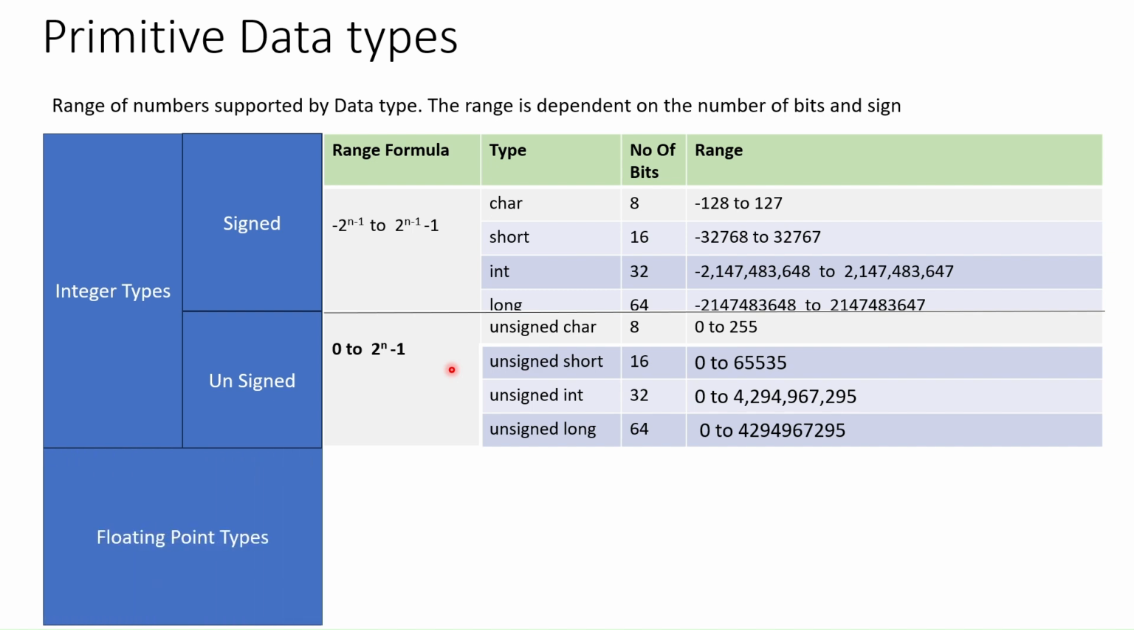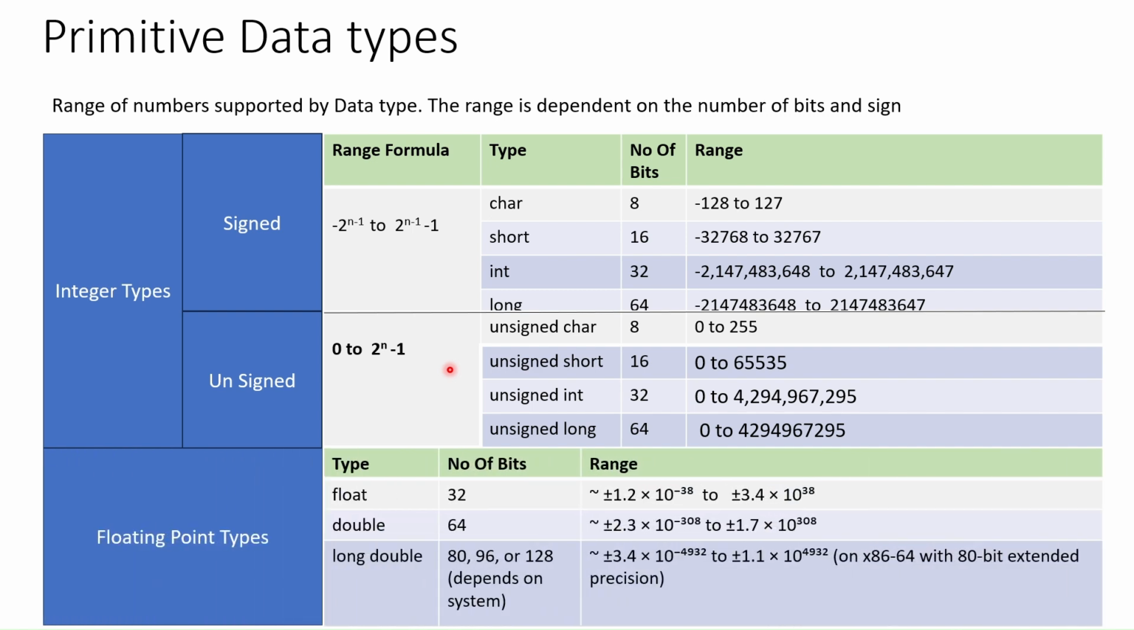The next one is floating point numbers. In floating point numbers, you have the float type, double type, and long double. Float is 32-bit, double is 64-bit, and long double supports even more, it can be 80 or 96 bits, depending on the type of system, the type of processor. You have different types of systems, right? Our computers are normally Intel chips, so it can support up to 128-bit long double. This is the range.